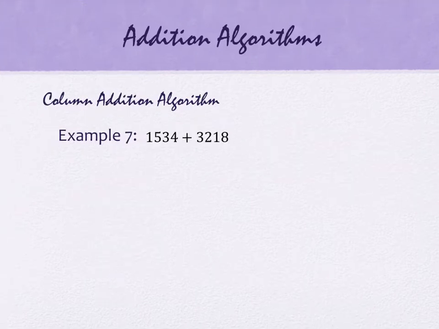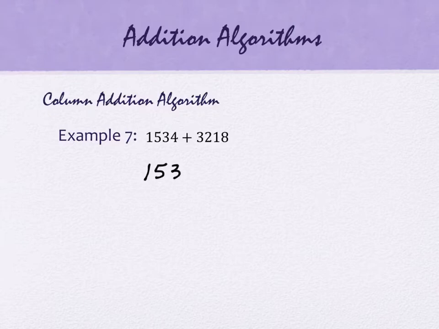The next one is actually called column addition. Column addition actually allows you to work from left to right. So what we're going to do is write them out, stacked on top of one another. And like I said, we work from left to right.